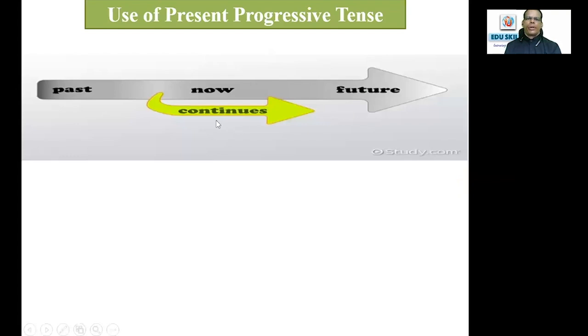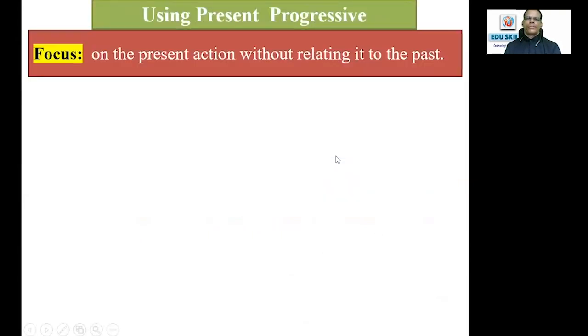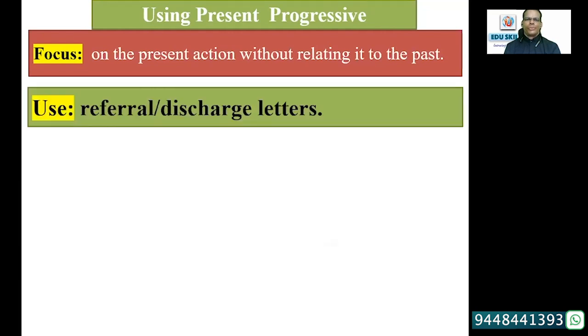And the use of present progressive. In the past, he started walking and he is walking now. He continues to walk. That is, she is walking. He is running. She is walking means she continues to walk. Yes, use of present progressive. What is the focus when you use it in OET? On the present action without relating it to the past. There is no connection to the past when you use present progressive.